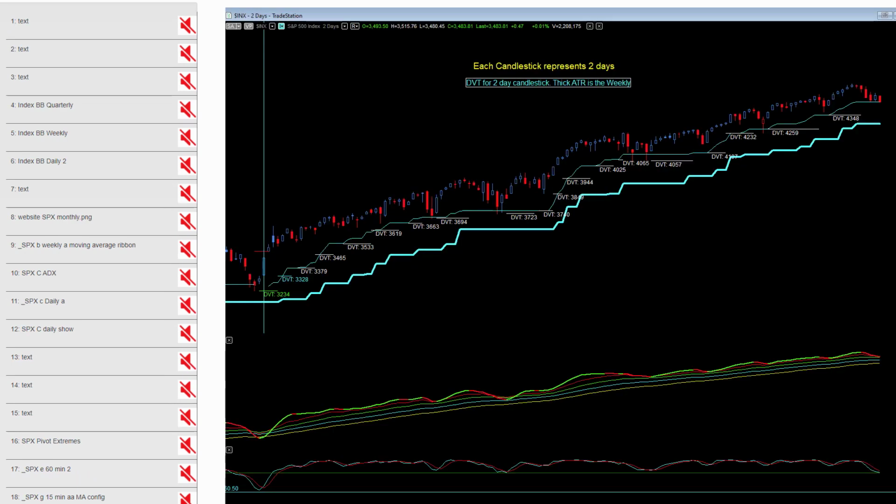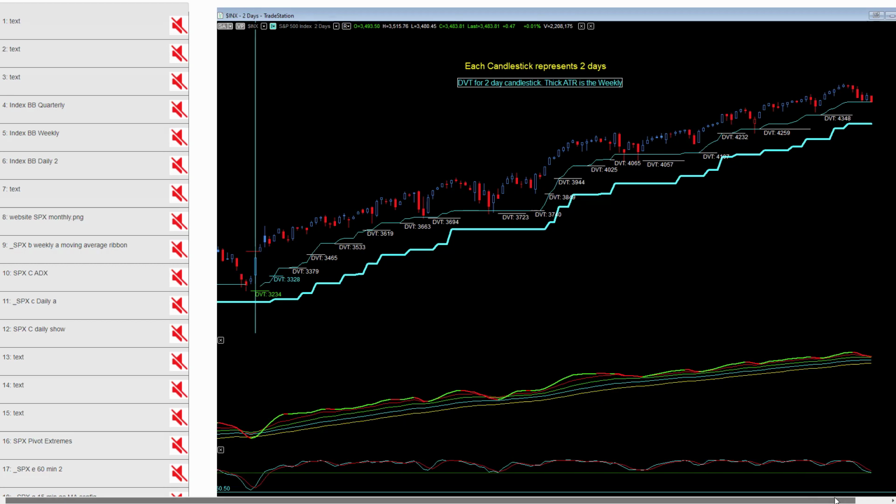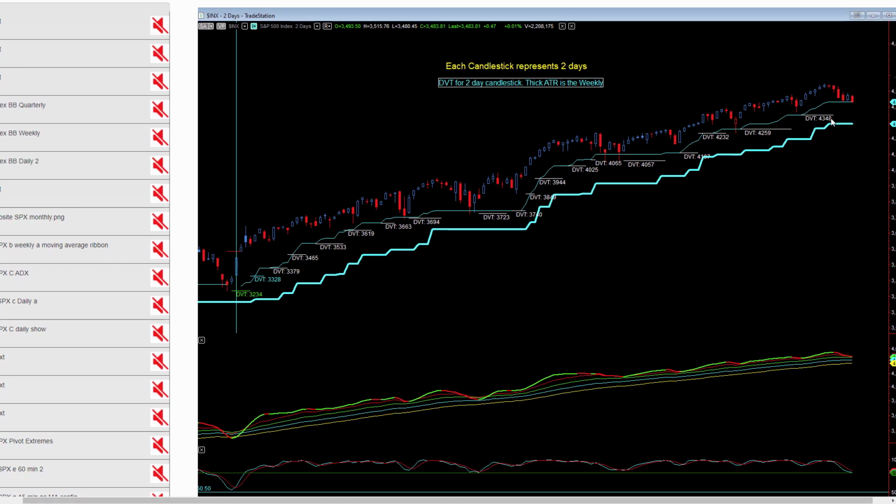Here's a 2-day KISS chart. DVT is a bit wider here at 43.48. The weekly ATR is down here.